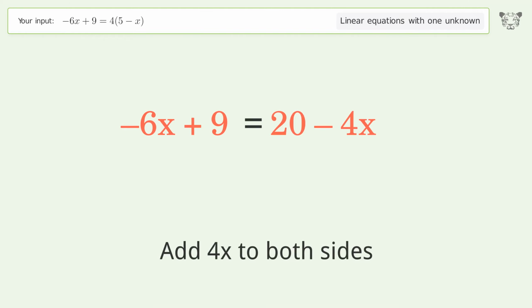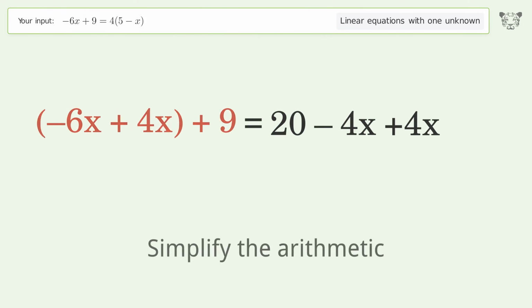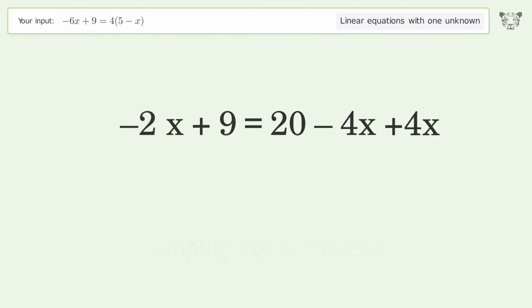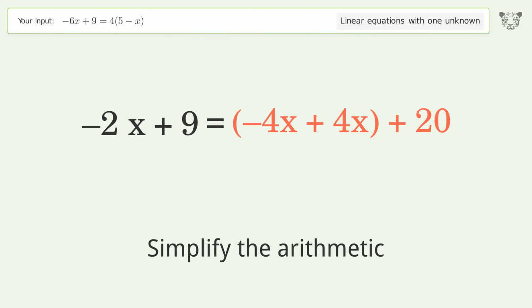Add 4x to both sides. Group like terms. Simplify the arithmetic. Group like terms. Simplify the arithmetic.